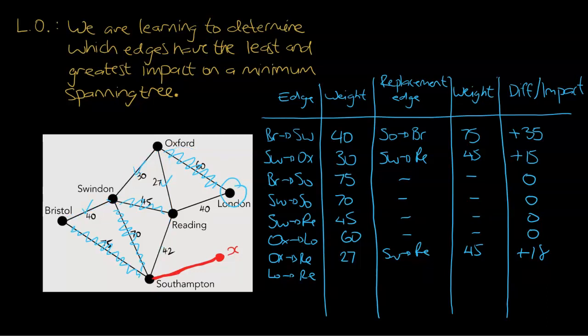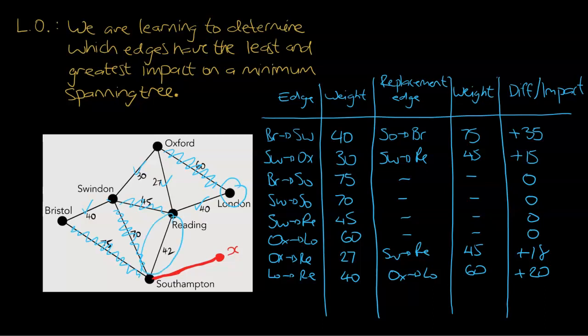So we're going to need Oxford to London. We're going to need that to be reinstated. So we are losing the 40 because it was impossible to construct the 40, and we have to add back on the 60. So that means it has an impact of plus 20. So let's give this one here a tick. Notice I tick them off just to make sure I'm thorough and I'm not missing any of the obvious ones.